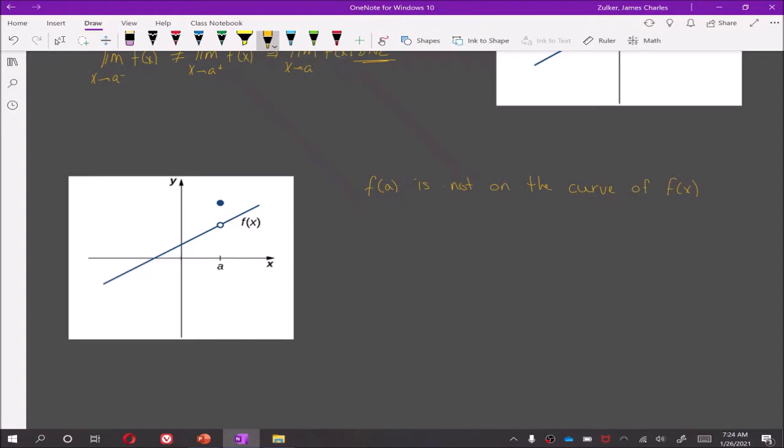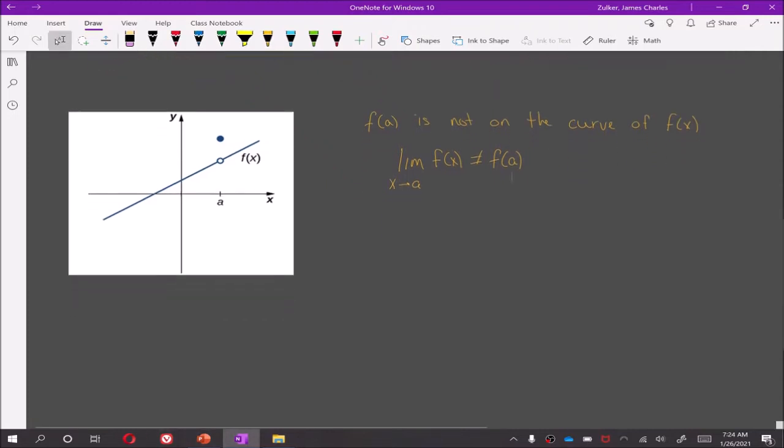Okay? In other words, f of x is not approaching f of a. All right, so in terms of limit, that means that the limit as x approaches a of f of x is not f of a. With these three ideas in mind, we can now formally define what it means for a function to be continuous at a point.